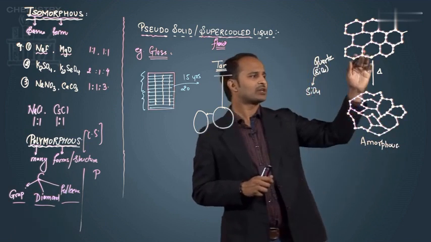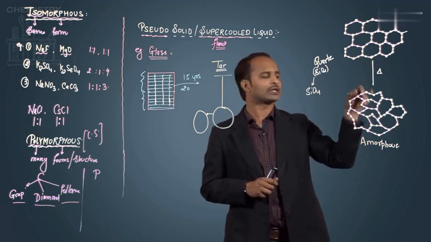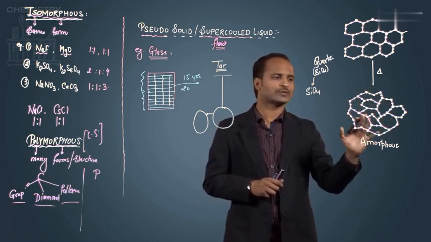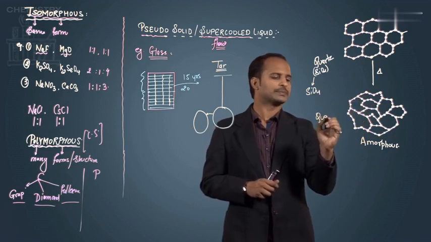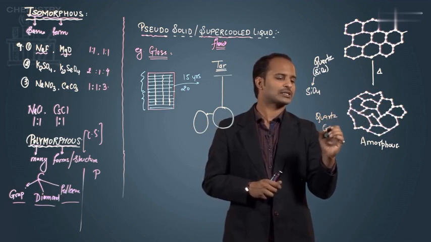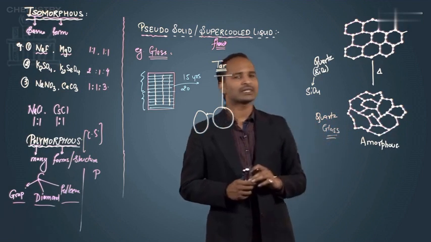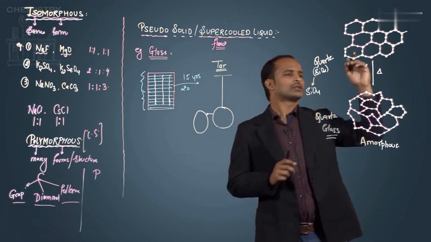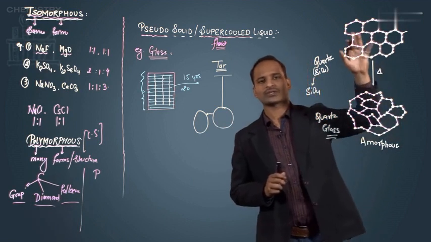Means a crystalline solid, after heating, gets converted into a liquid state, and when it is cooled, it gets converted into an amorphous form. And this amorphous form of quartz is known as glass. That is called quartz glass. And we all know that glass is an amorphous solid. The question arises: why does the solid fail to attain the same crystalline structure again?